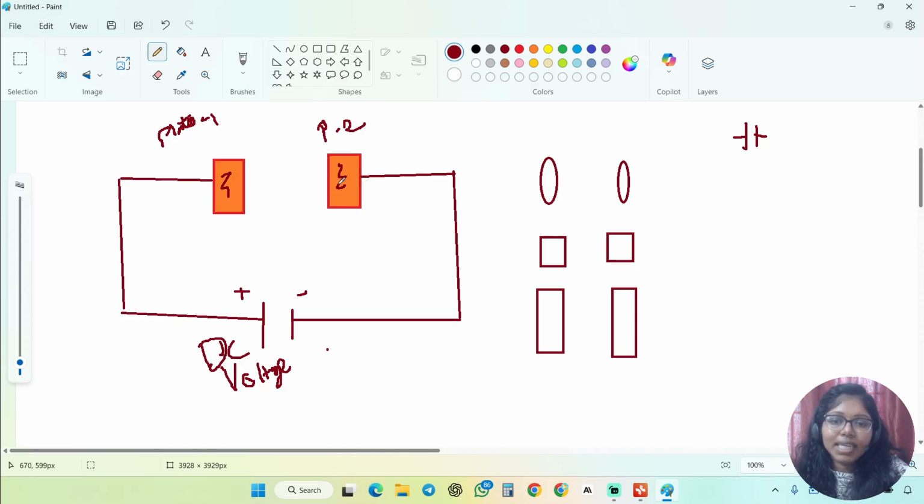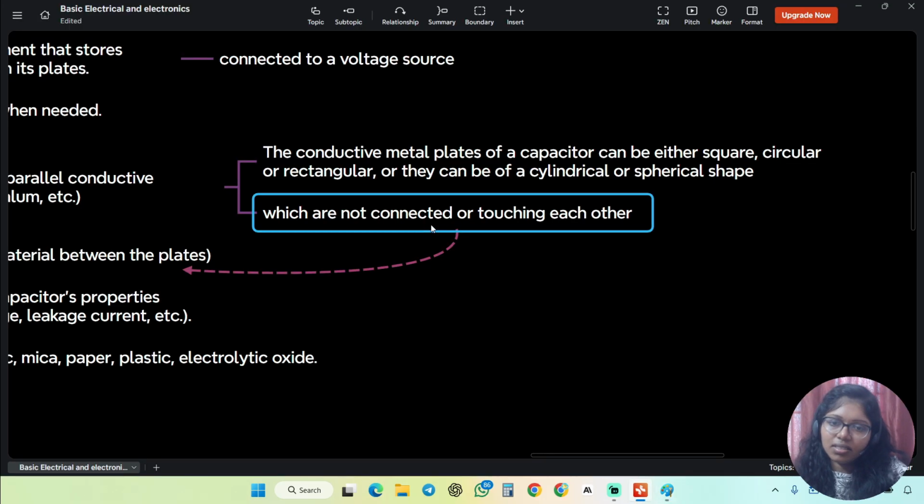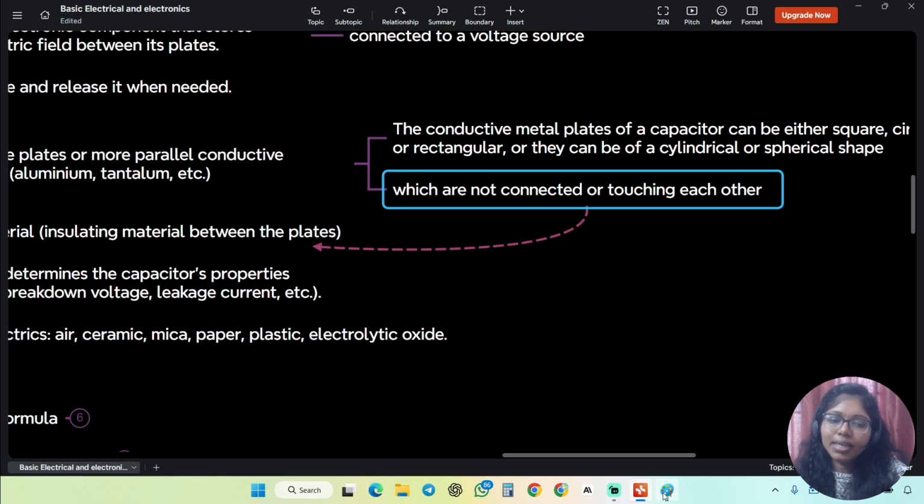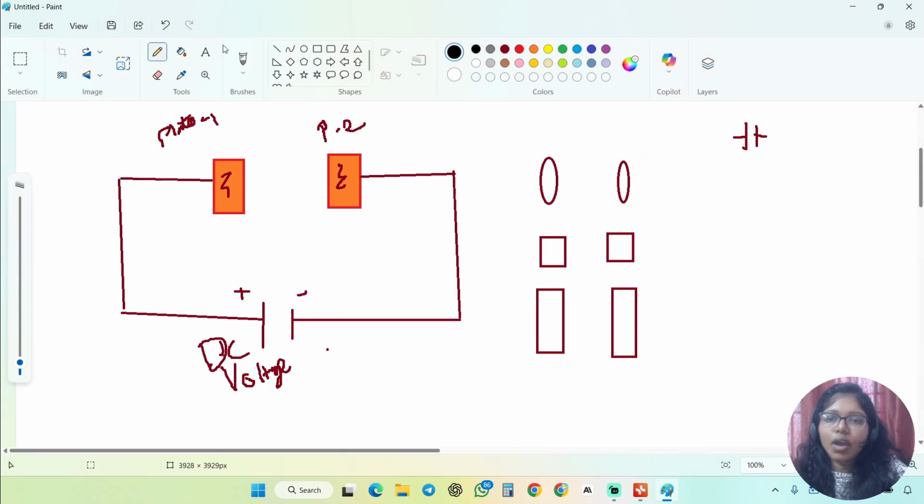So when I bring them together and touch each other, both easily get oxidized. Just consider one is positive and the other is a negative supply. So what will happen? It will easily get oxidized, so it will be wasted, which is not going to touch each other. So for that, we bring in one insulating material between these two metal plates.